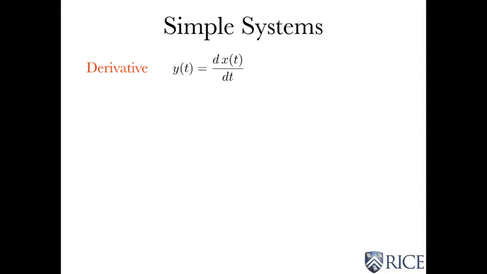Well, let's talk about some systems that are maybe not so simple, but easy to understand, and that's the derivative system. So what this system does is simply take the input and evaluate its derivative, and that produces the output. So easy to understand, and actually derivative systems are easy to build.